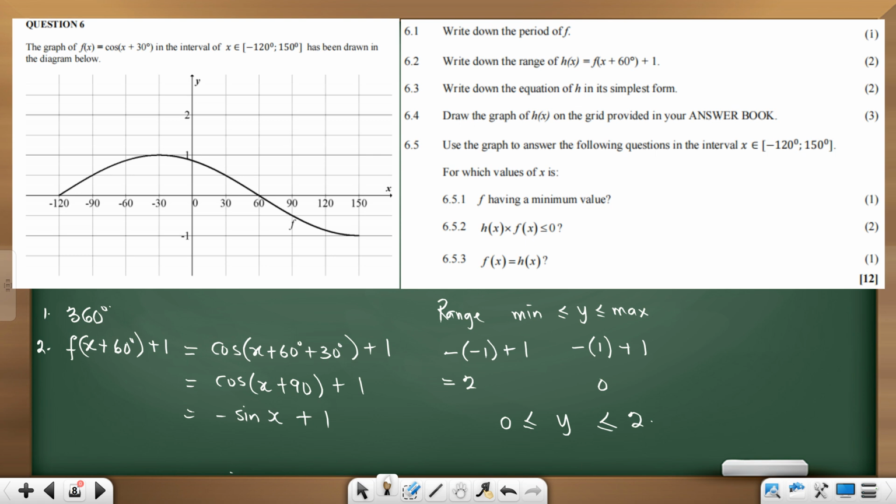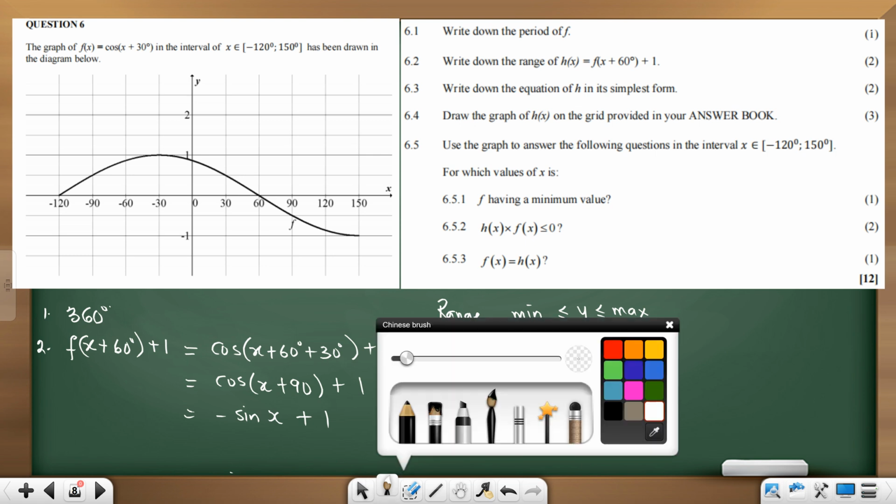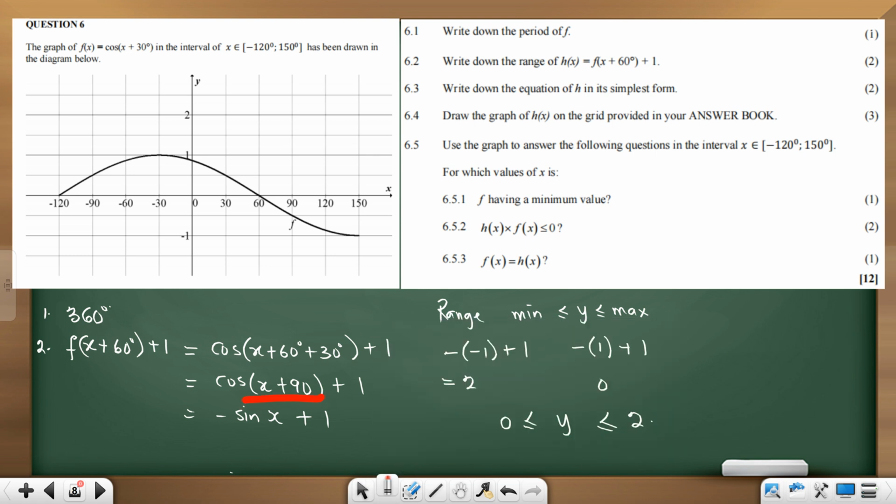So the graph has been shifted 1 up. The x plus 60 is a horizontal shift, but the plus 1 is a vertical shift. Minimum used to be negative 1, it has come to 0. Maximum is 1, and becomes 2. Oh yeah, you can actually see it from the graph, because my x plus 90 is only shifting horizontally. 1 up 1 unit becomes a 2, that's the plus 1 there. And negative 1 up 1 unit becomes a 0. So it's between 0 and 2.